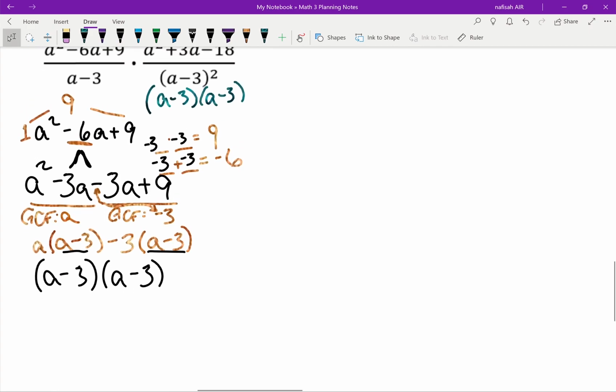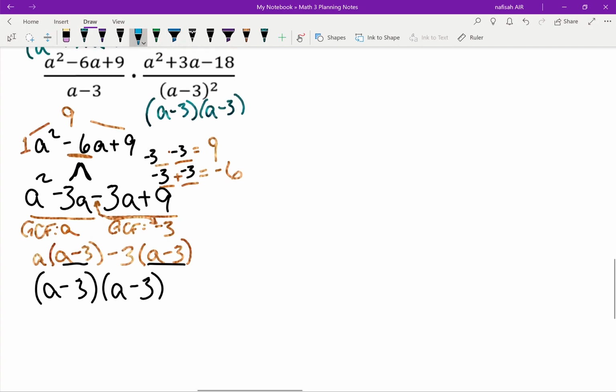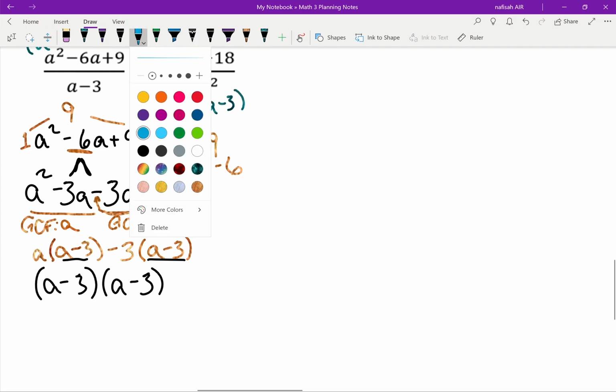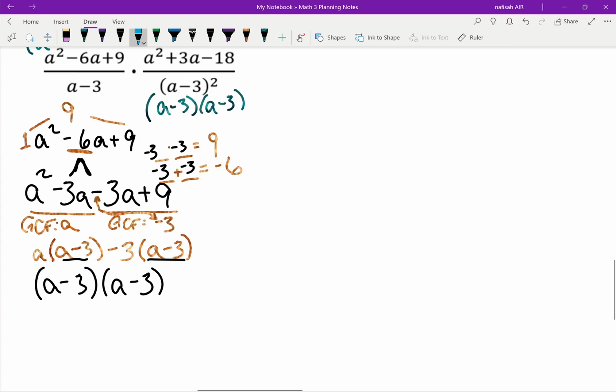All right, so I'm going to change the color. I have a squared. Ooh, let's make that a little thinner. It's kind of bold. Apparently that's as thin as it'll get. Okay, so we're going to have a squared plus 3a minus 18.